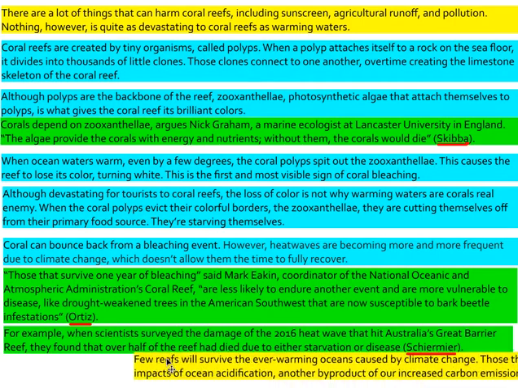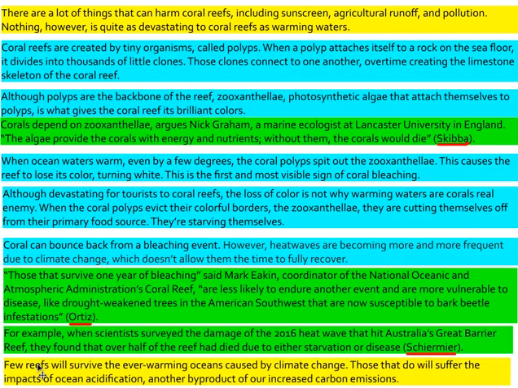Okay, I'm going to finish it up with my concluding sentence. Few reefs will survive the ever-warming oceans caused by climate change. Those that do will suffer the impacts of ocean acidification, another byproduct of our increased carbon emissions. So I want you to notice here how I'm transitioning to my second subtopic, which is ocean acidification. So in your concluding sentence, I need to see that you are transitioning to that next subtopic.